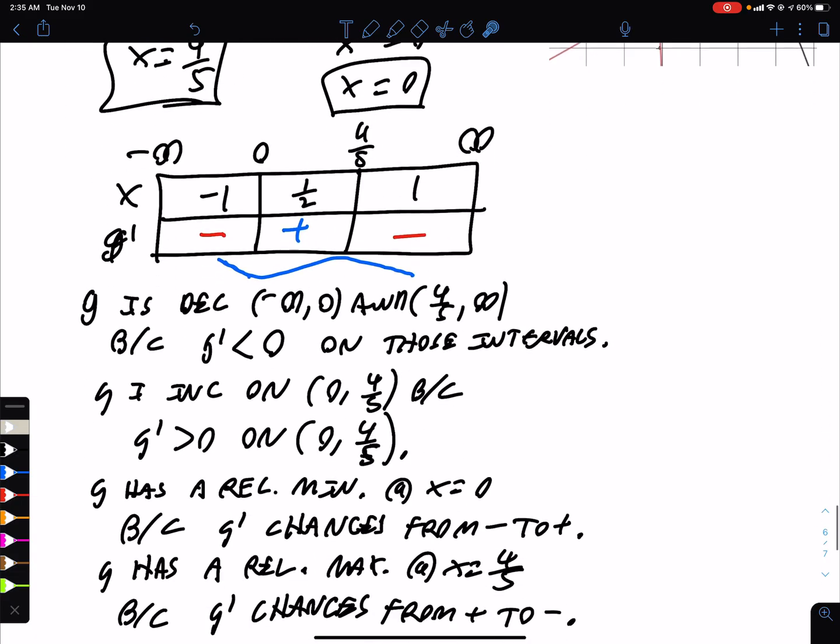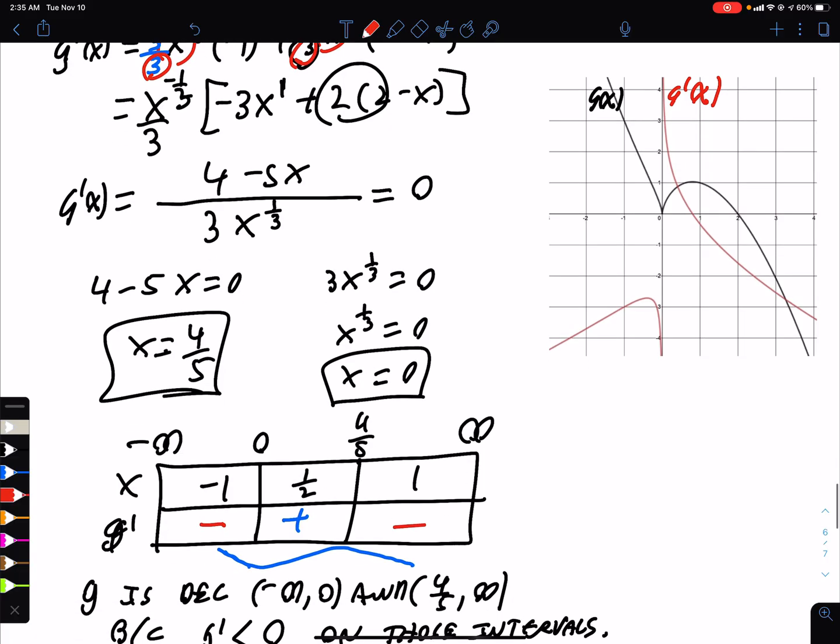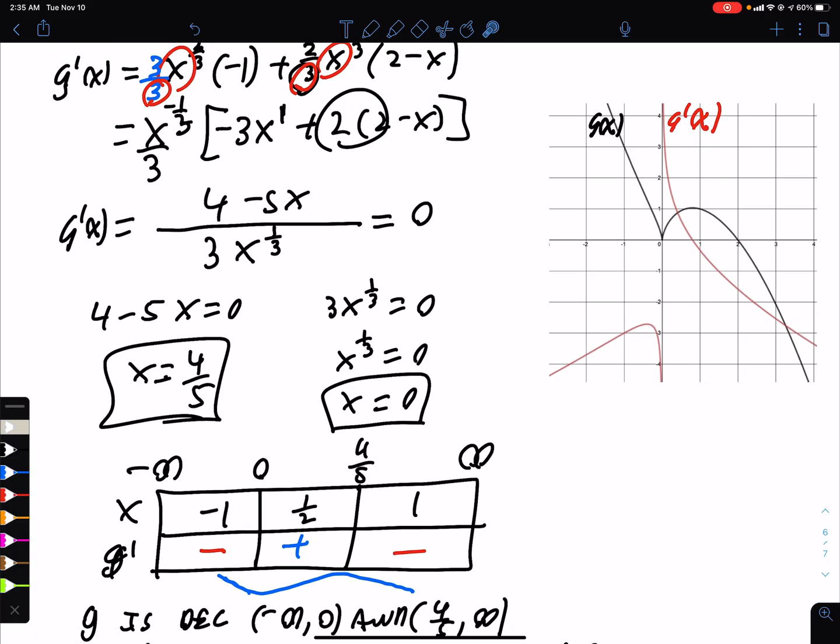Let's evaluate the derivative. So the black graph is g of x. The red graph is g prime of x. But from g prime, you should be seeing stuff. Look, that is negative because it's below the x-axis. So the function should be decreasing in that region, which it is. The derivative is positive on that region because it's above the x-axis, so it should be increasing, which it is. And from here on, the derivative is negative, so it should be decreasing, and look, it is.